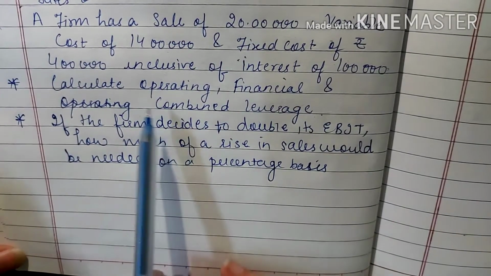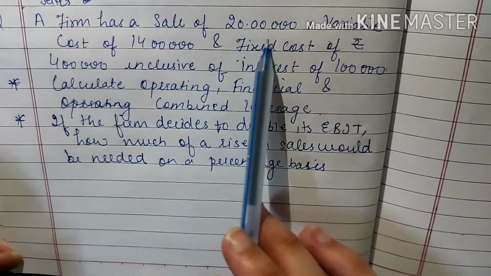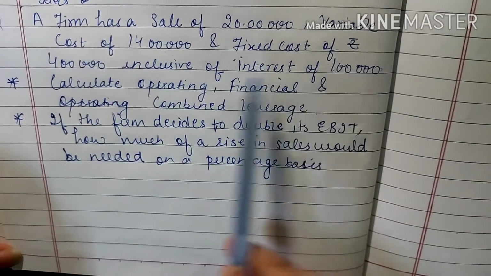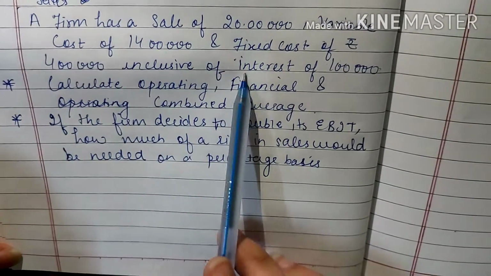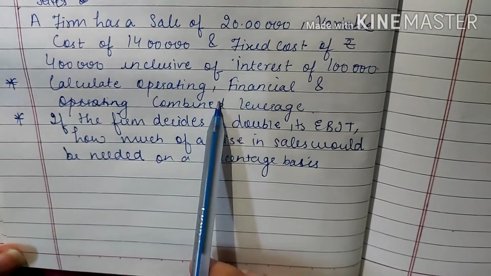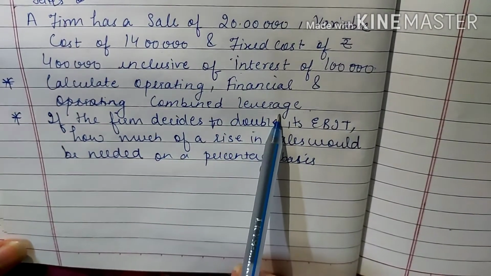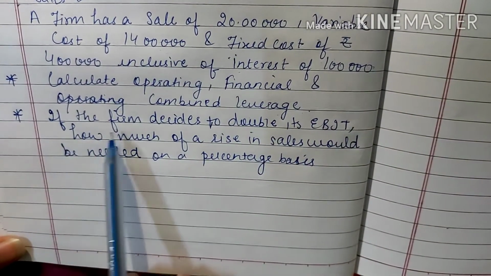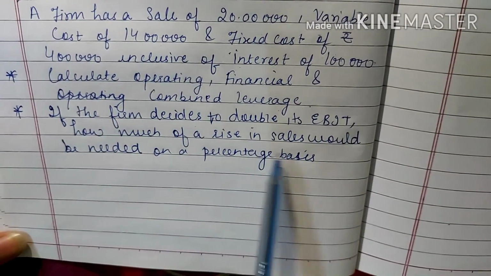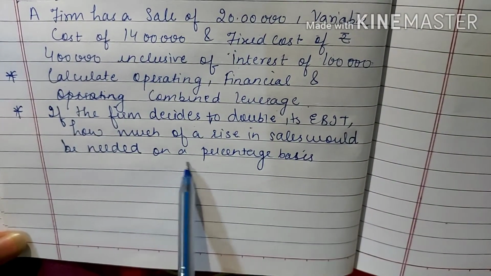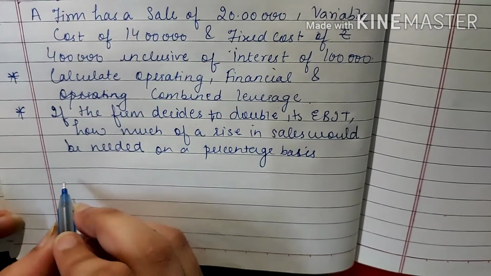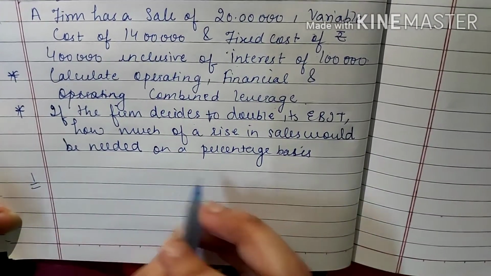So let's start the question. A firm has a sale of 20 lakh, variable cost of 14 lakh, fixed cost of rupees 4 lakh inclusive of interest of 1 lakh. Now you have to calculate operating, financial and combined leverage. And the second one says, if the firm decides to double its EBIT, how much of a rise in sales would be needed on a percentage basis? So let's start with the first one, that is to calculate all the leverages.